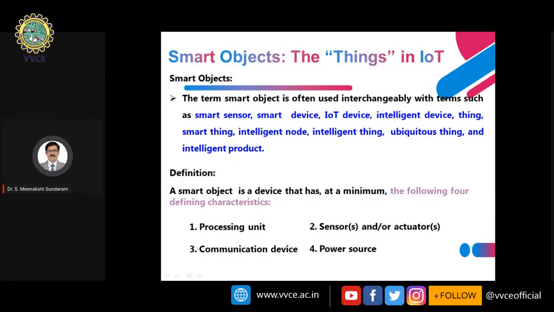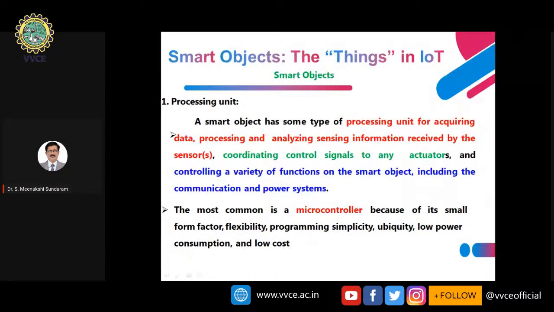So a thing which is capable of processing, which is capable of communicating, which possesses sensing and actuating capabilities with a power source, only then can we call it a smart object. As I told, the processing should be there. In smart objects, the processing unit acquires data, and processes and analyzes the sensing information received from the sensors. Then the processing unit is capable of coordinating the control signals to any actuators and controlling a variety of functions within the smart objects, including communication and power.